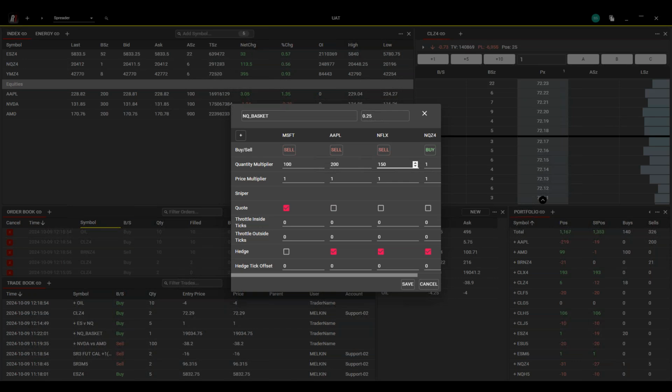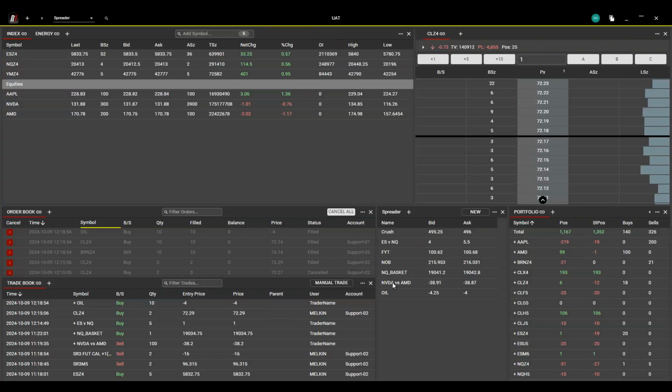Keep in mind that the more legs you add, at a certain point you will see a little bit of performance hit. So I certainly wouldn't recommend firing off 50-leg spreads frequently, but it does give you an idea of the power of this tool and the flexibility that we can provide. In this case, I'm looking to buy an NQ future versus 100 Microsoft, 200 shares of Apple, 150 shares of Netflix. So let's take a look at what that spread's going to look like when we fill it.